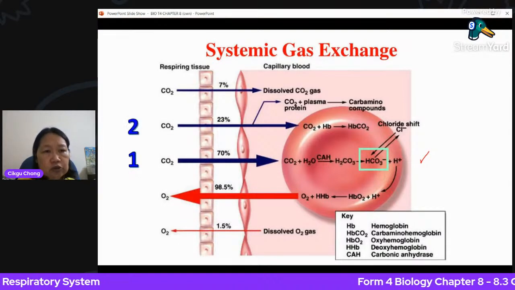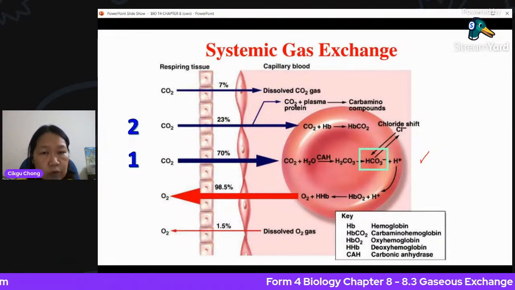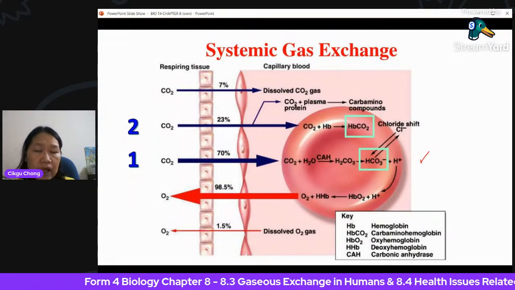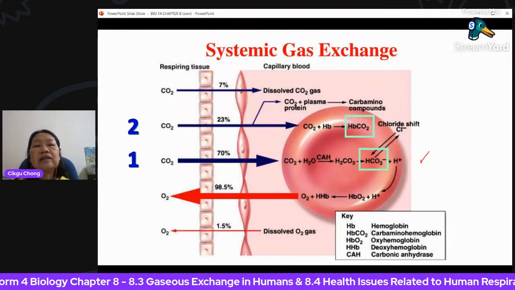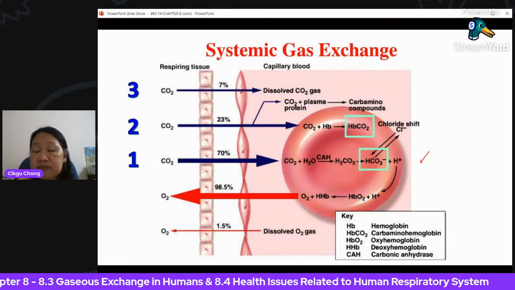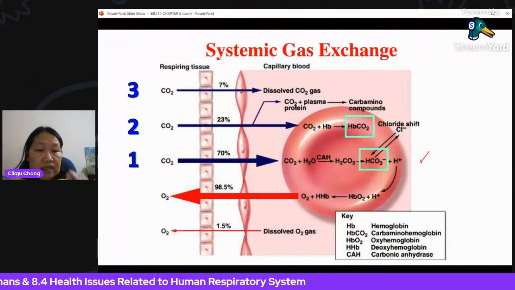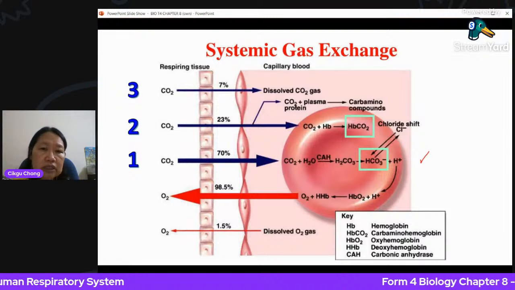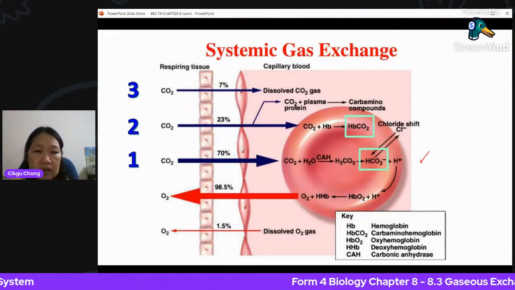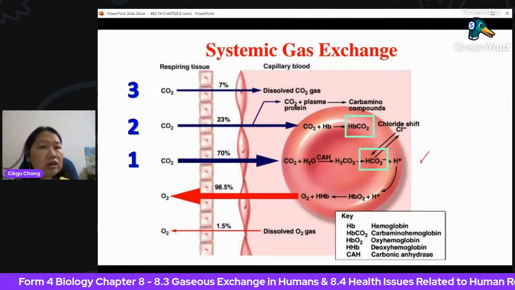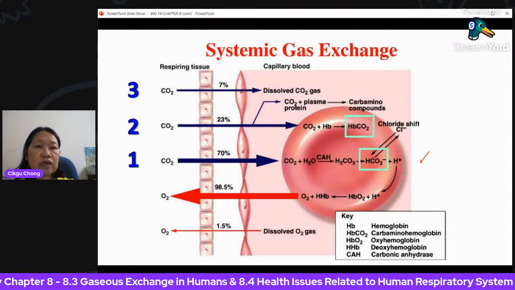Then the second form is 23%. It is combined with hemoglobin and you get your carbaminohaemoglobin. Then the third one, about 7% only, very little, is in the form of dissolved CO2 gas, dissolved in the blood plasma. For number 1 and number 2, it involves the red blood cell. For number 3, it does not involve the red blood cell. It just goes into the plasma.